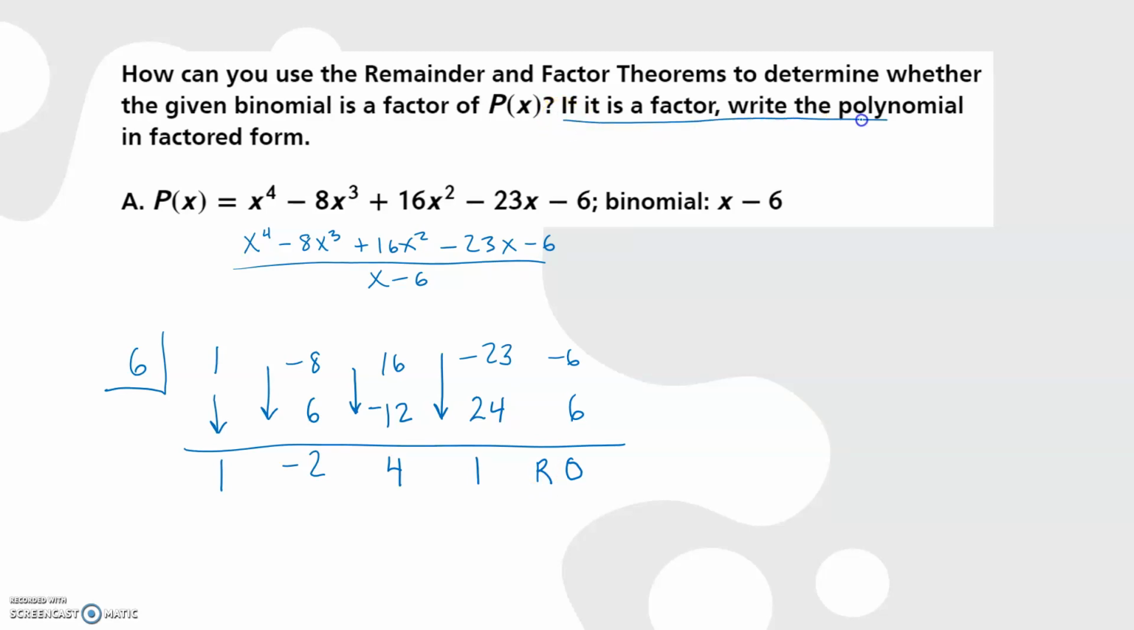And then it says, if it is a factor, write the polynomial in factored form. So in factored form, it would be x minus 6 times this business, which would be x cubed minus 2x squared plus 4x plus 1.